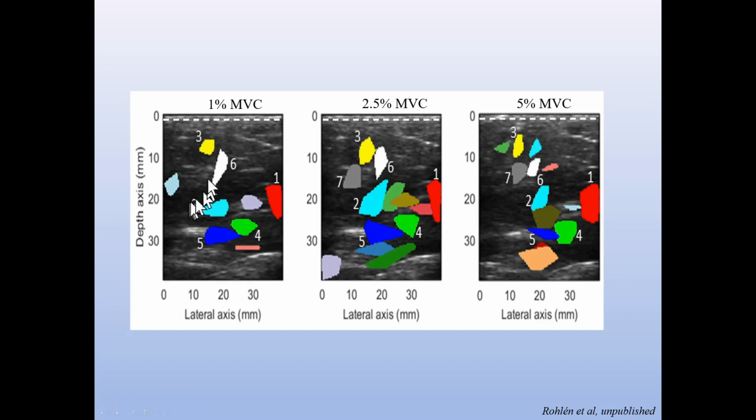Here is a new technique to look at motor units. It is an ultra-fast ultrasound technique where we see the first motor units recruited after a minimal effort. And with a little stronger activation, we see more motor units coming in, overlapping with each other.